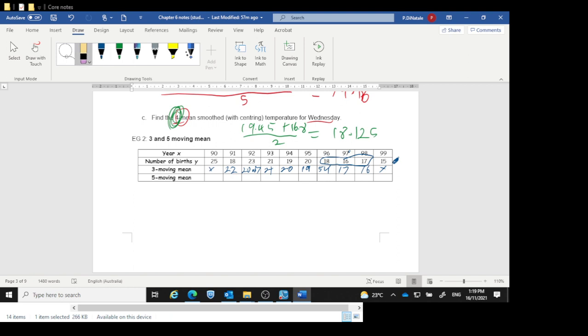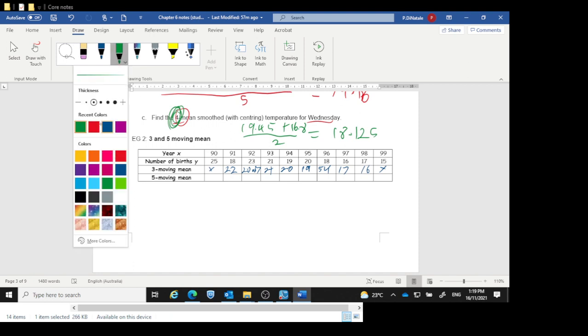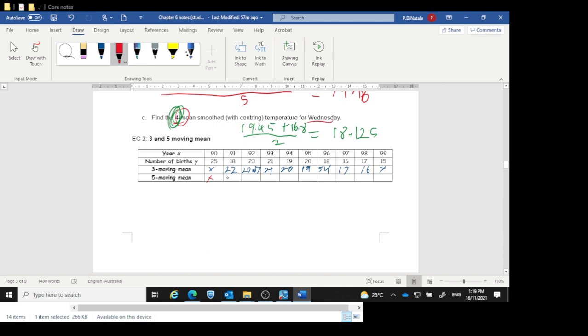If I was to do a 5, same thing. Doesn't matter that it's in a table format. Okay, it's exactly the same thing. So here, I can't do this one and this one because if this is what I'm looking at, I need 2 numbers before it itself, 2 numbers after it. So I add those 5 and then divide by 5. So I get 21.2. And I'll just write a couple in.